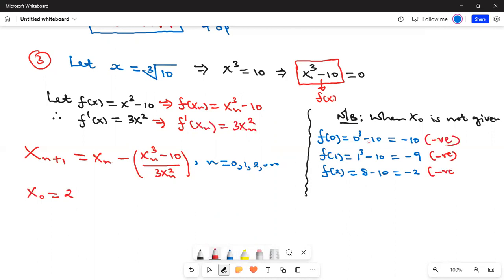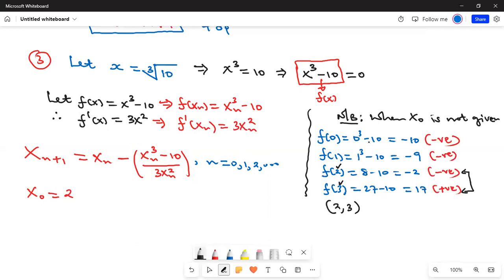You proceed until you get where the sign changes. I could try f of 3. 3 cubed, that is 27, minus 10. That should give us 17. Now it is positive. So there's a change of sign between when x is 2 and when x is 3. So it means the root exists in the interval 2 to 3.